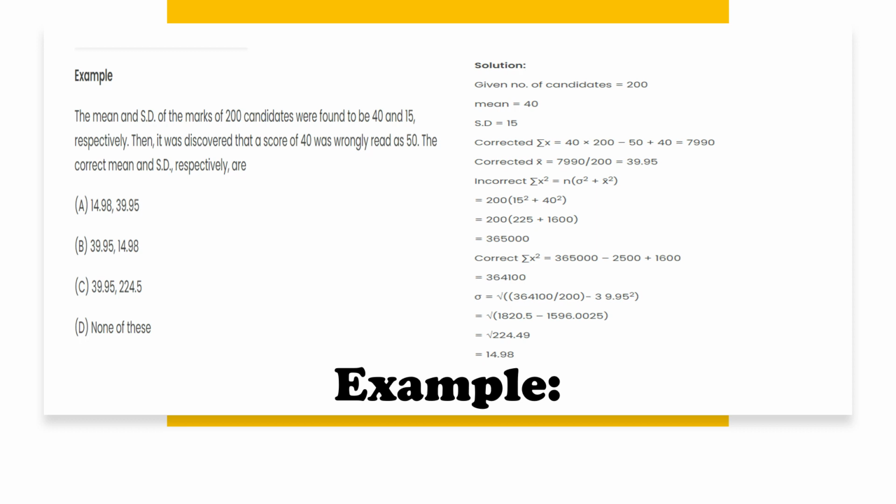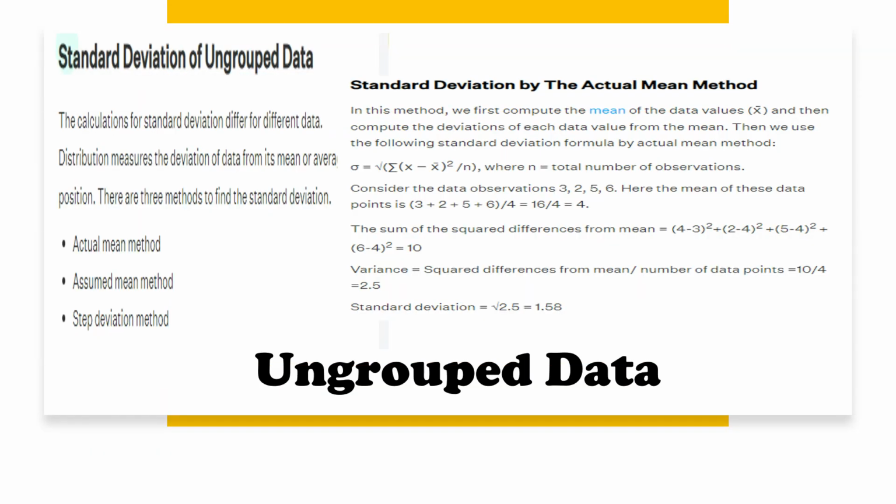Now, we're going to follow the steps provided to find out the standard deviation of a certain problem. So as you can see, the correct answer for this, let's solve the standard deviation of ungrouped data. The calculation for standard deviation, after the different data distribution, measures the deviation of data from its mean or average position.